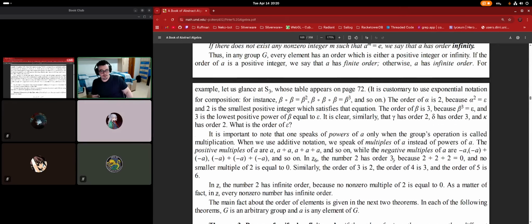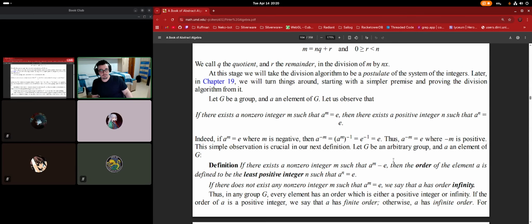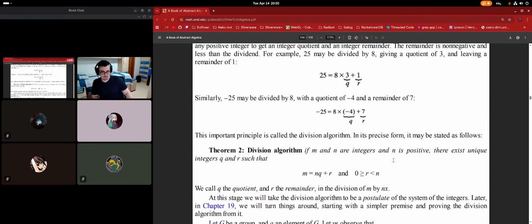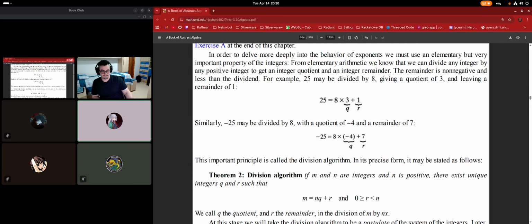Well, but here's the thing. You said the Euclidean division version of modulo. That's what you said, right? Yeah, this one, where the result is always at least 0. Yeah, positive, right? What would be the reason that this is not common?